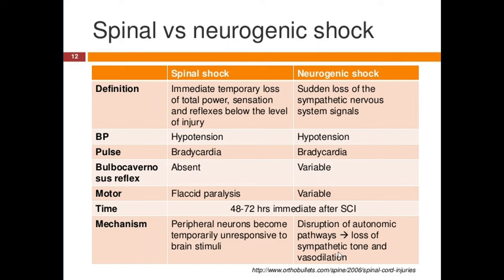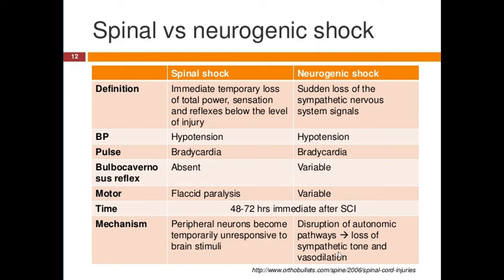Neurogenic is a distributive type of shock, so it's vasodilation. So you have that sudden loss of the sympathetic nervous system signals. It requires colloids and atropine, particularly occurs with injuries at T6 or higher. So that is the difference there.